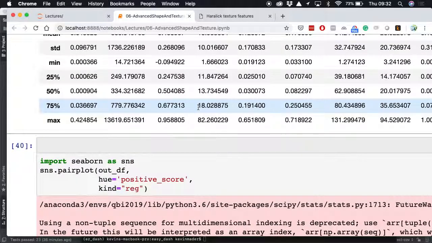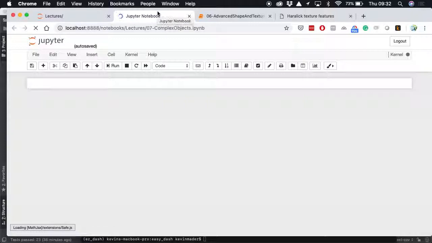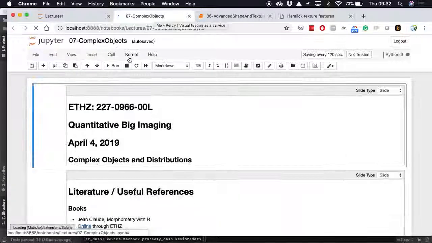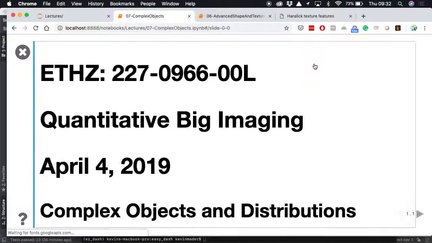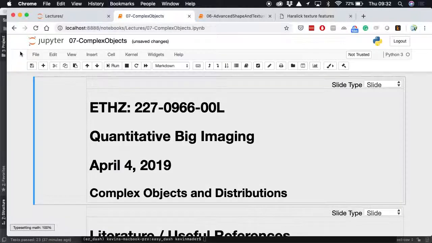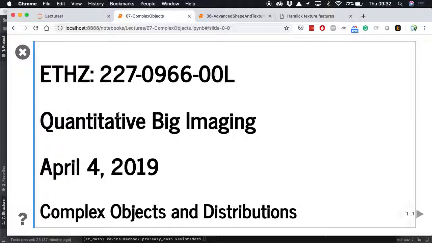Are there any questions on that? Before we move on to the complex objects. Okay, so you can always ask during the break.